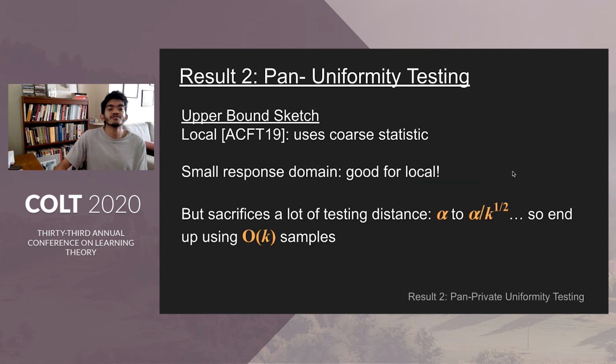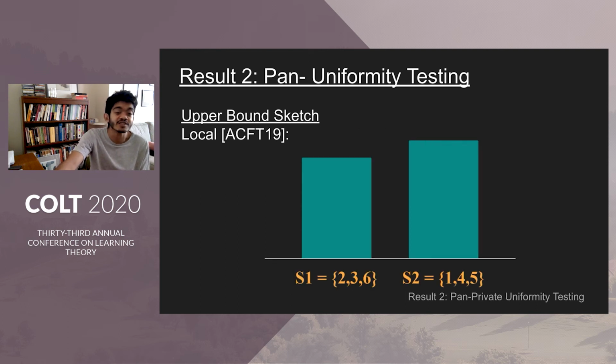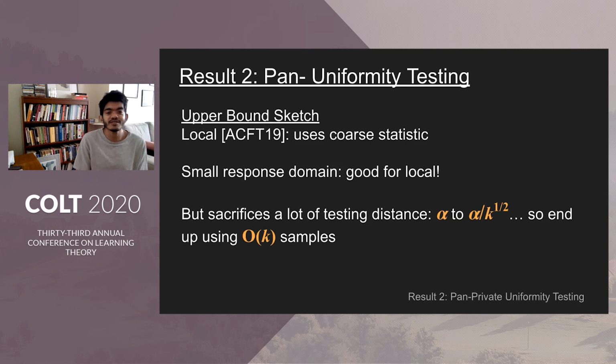This is good because you've reduced to a small response domain, size 2. That's good for local privacy, but you've sacrificed a bunch of testing distance. You can see here, this looks like a very non-uniform distribution, but this is a much less non-uniform distribution. In fact, more formally, your testing distance goes from alpha to alpha over root K. So if you use this strategy under pan privacy, you end up using around K samples. That's even worse than the K to the 3/4 we saw from adapting the central approach.